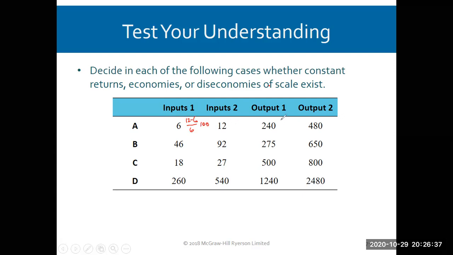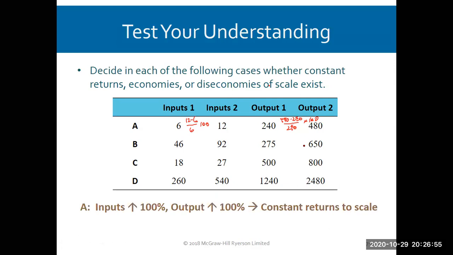The percentage change in output, you do the same thing. 480 minus 240 divided by 240 times 100. So when you calculate that, you'll see that's also 100%. So rather than kind of grunting through all the numbers, I'll just click ahead, and there we go. Inputs increased 100%, outputs increased 100%. So that's definitely constant returns to scale. Keep in mind, it's no different if we had calculated inputs went up 38.1% and outputs went up 38.1%. That's still constant returns to scale.